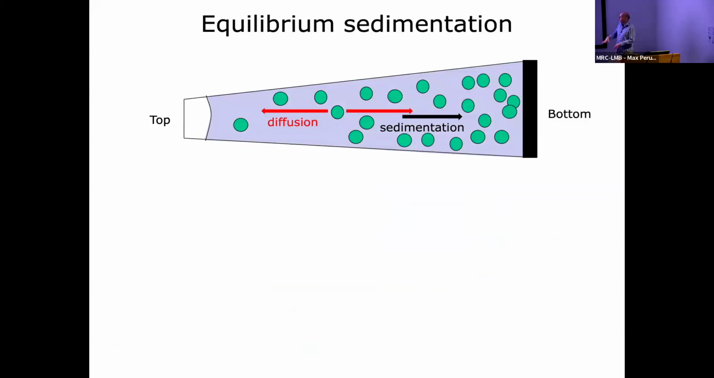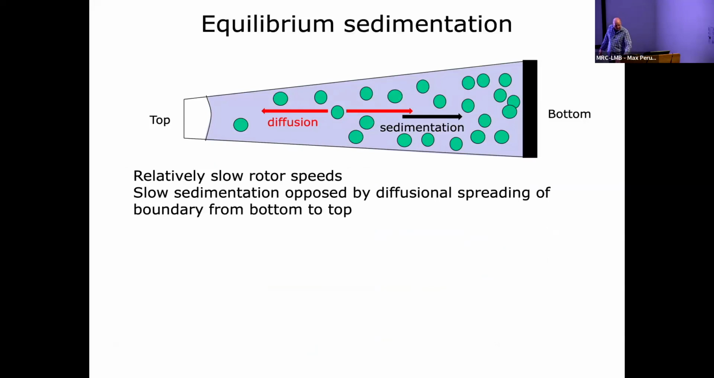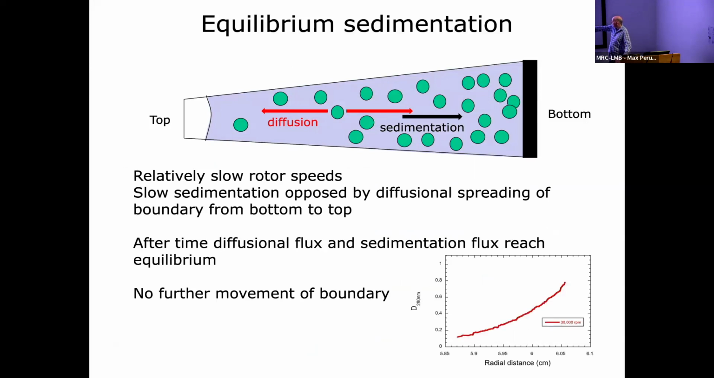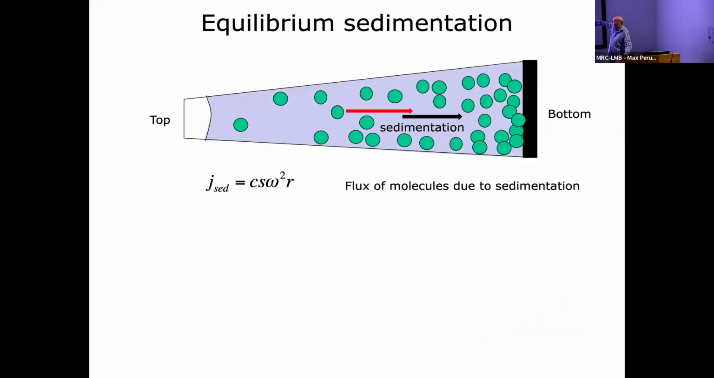Right, so for equilibrium, it's a bit easier to understand. Again, we're doing relatively slow speeds, and it's called equilibrium because everything starts to stop moving. So the sedimentation is opposed by the diffusion, and nothing's going to move anymore. There's no further movement in the boundary, and so we'll get a static concentration profile like this.